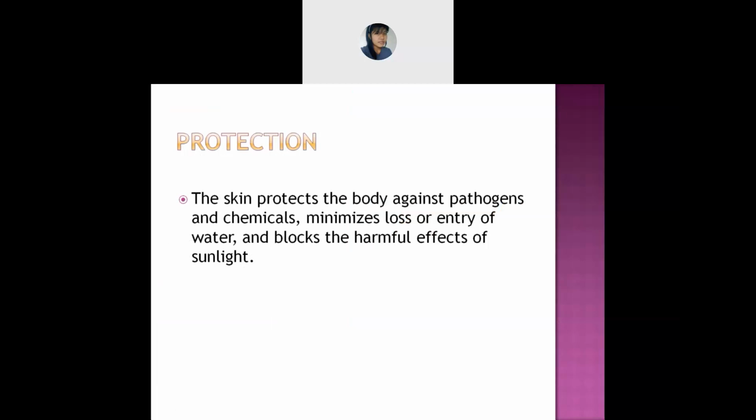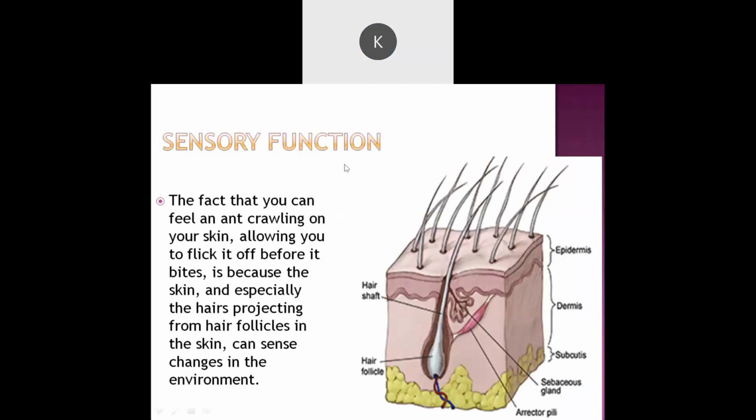So it protects your body so that the UV rays won't come directly inside your body and make it harmful. So the skin helps us in protecting our body so that it won't get damaged and so on. Is it clear till here? Protection. Okay. Next is sensory function.